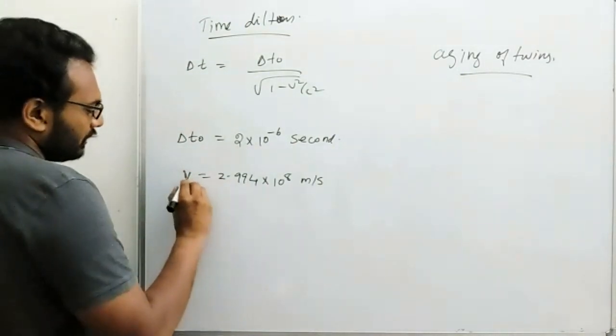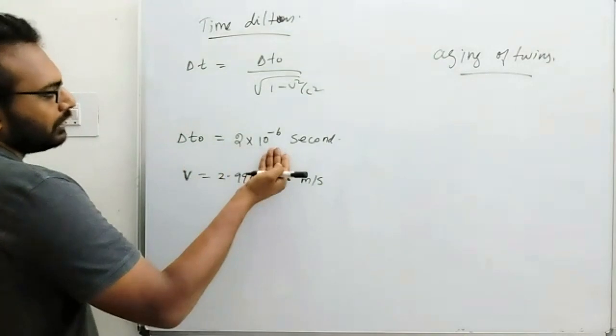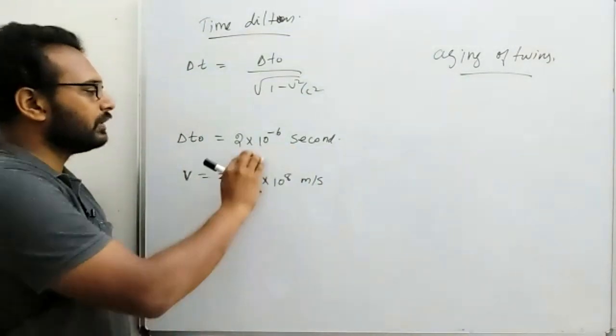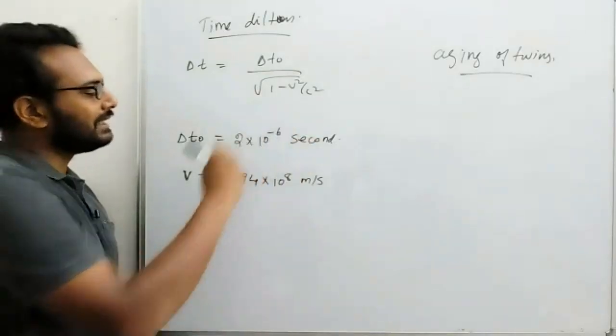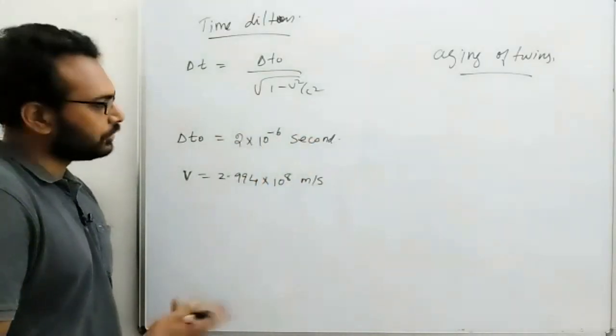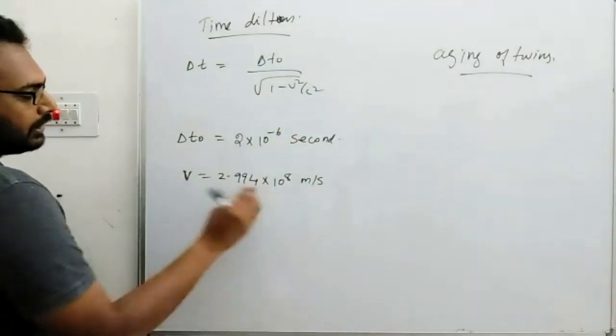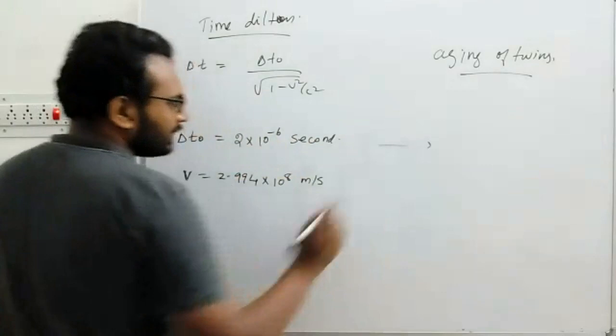You have to think about it like this. This is in the muon frame. If you are sitting with the muon, it's not moving in the rest frame of the muon. If you're sitting along with the muon, you will see that it takes a time 2 into 10 raised to minus 6 seconds to decay. But now you are looking at a muon which is moving at this speed.